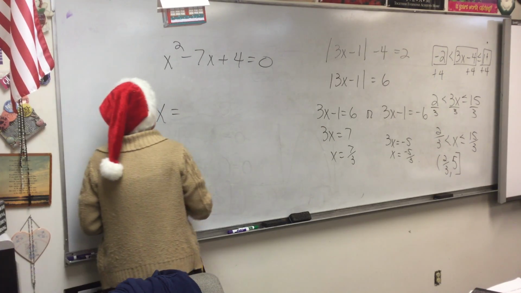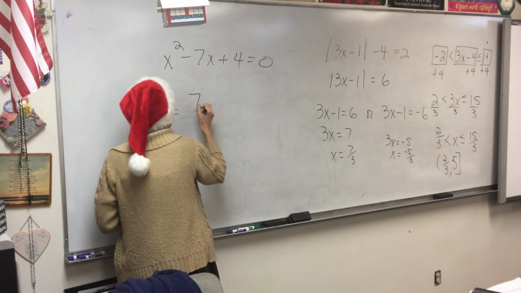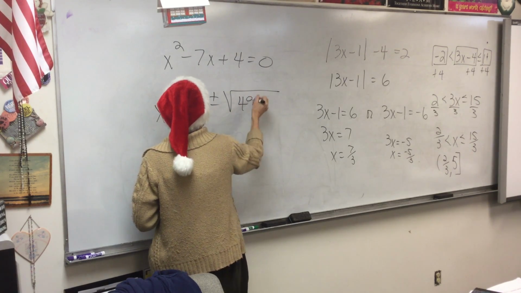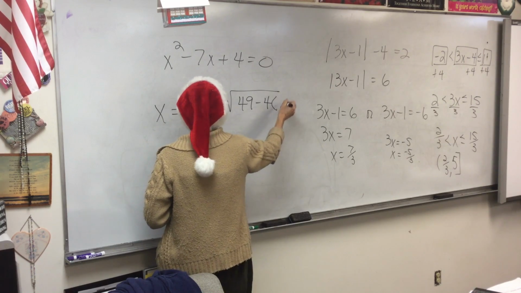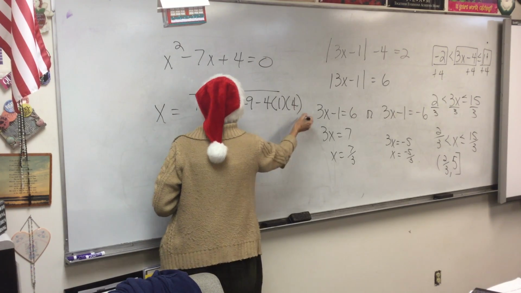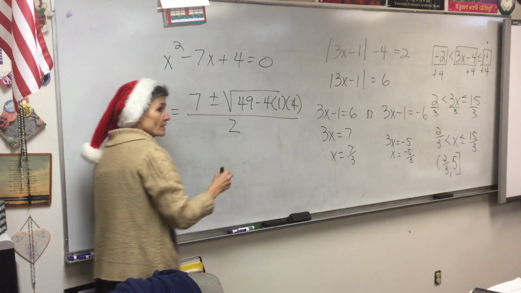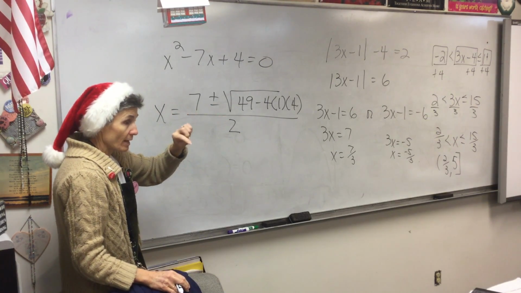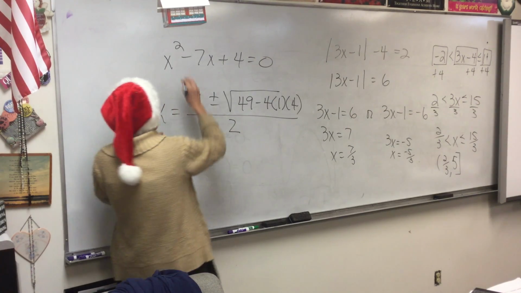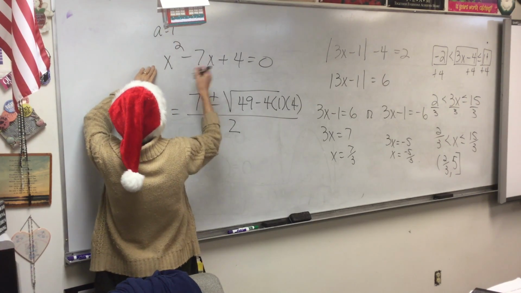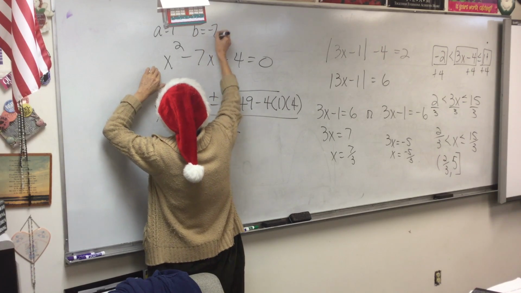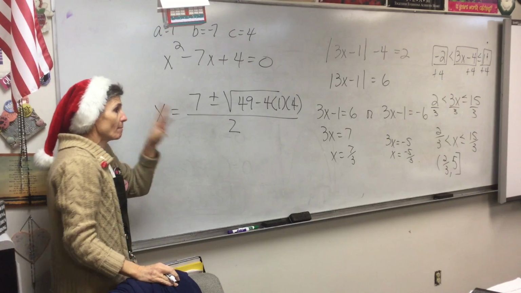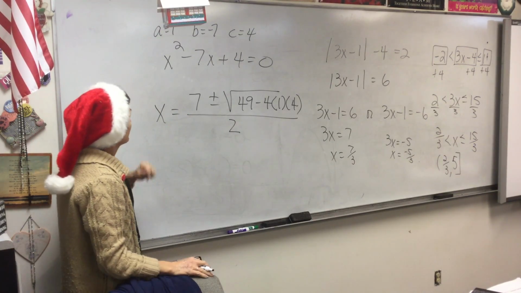X equals negative b plus or minus the square root of b squared minus 4ac, all over 2a. Now, you got to have that memorized, okay? And it might help you to somewhere write down your A, your B, and your C. You don't have to do that, but it might help you stay more organized if you did that.